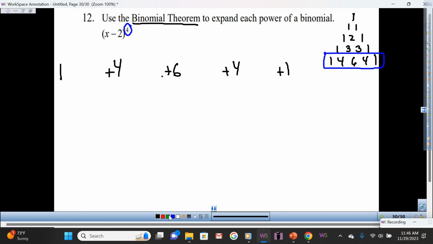All right, here we go. Next, I start with the first term. What is the first term? x. And I put that in parentheses. And what is the degree that I start with? The highest degree was what? 4. The next term becomes x to the third. The next term is x to the second, x to the first, and x to the 0.